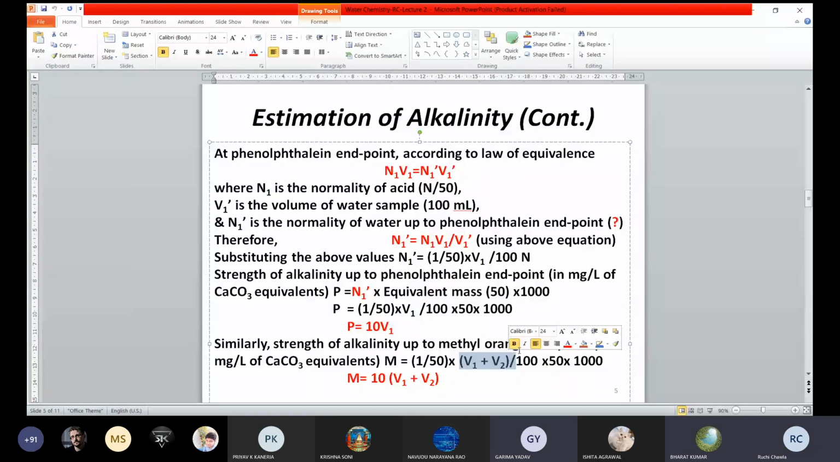V1 plus V2, yes. So that is why you will get capital M equals 10 multiplied by V1 plus V2. Clear? Clear, ma'am. So with these calculations, what results can you get and what conclusions can be drawn from them?